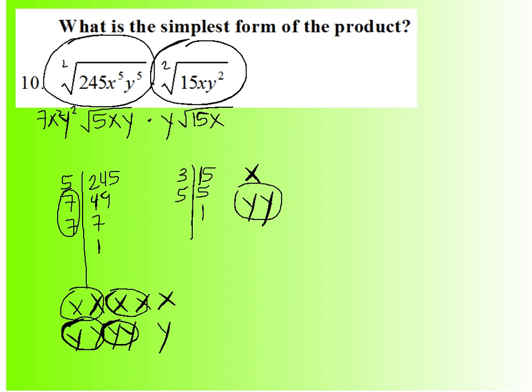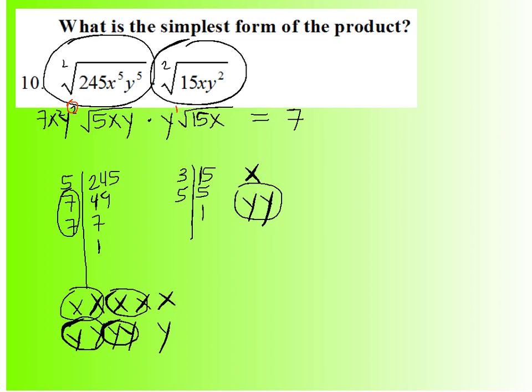Alright, so now you just multiply outside with outside and inside with inside. So multiplying the outsides together, I'm going to say 7x squared y squared times y. Well, the rule here is just to add your exponents. So I have 2 plus the 1, that gives me 3.